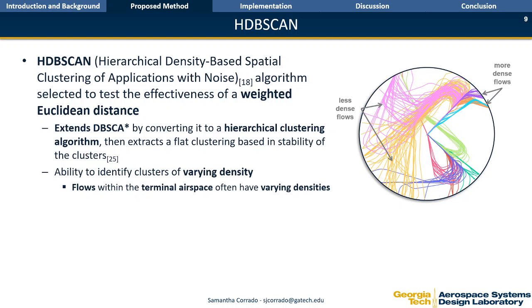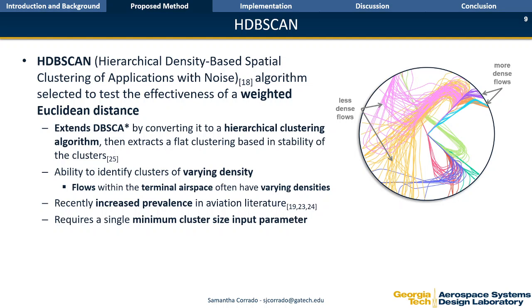HDBscan has the ability to identify clusters of varying densities, which is very important because, for instance, the pink and yellow flows are certainly much less dense than the very tight purple, blue, and orange flows, so we want an algorithm that can handle varying densities. And also, HDBscan utilization has increased in prevalence in aviation literature recently.